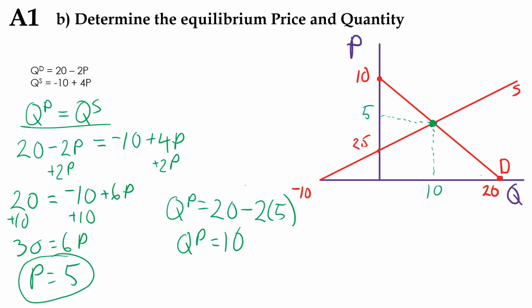For fun, if you'd like, I could also just drop it in the other one: quantity supplied equals 10. There we go. Pretty easy stuff. That's how you find out what the equilibrium price and the equilibrium quantity are. All you do is find out where the two equations equal each other.